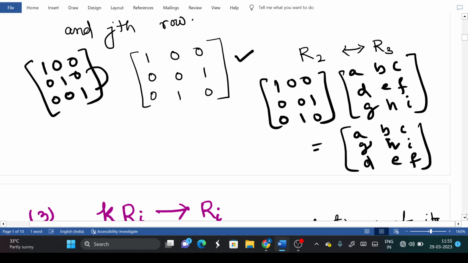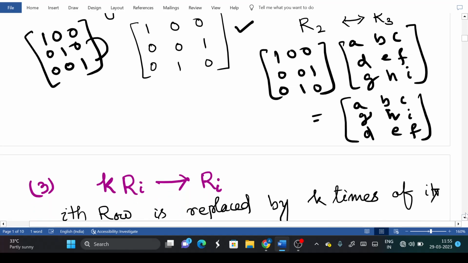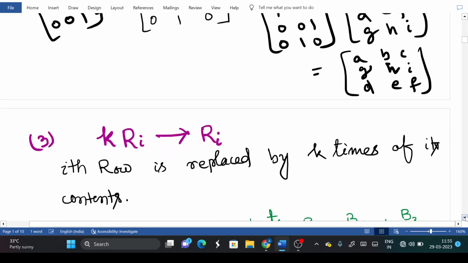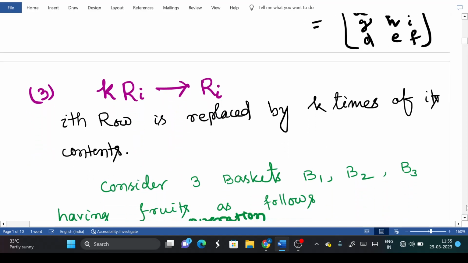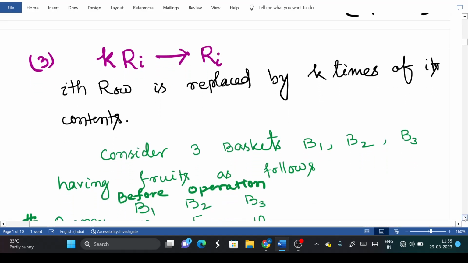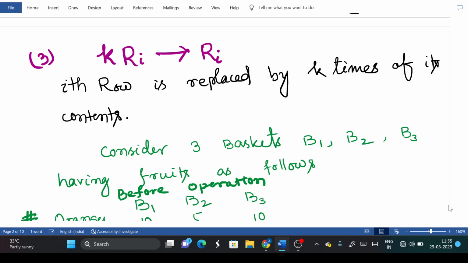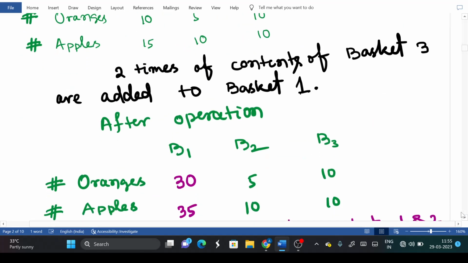Okay, so the same row operation takes place if an elementary matrix is multiplied to a given matrix from the left side. The same row operation which was applied to get that elementary matrix takes place. So this is k times of the ith row stored in the ith row. That is, the ith row is replaced by k times its contents.